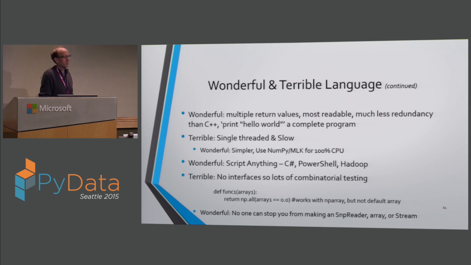Python's probably the most readable language I've ever seen, and I've worked in languages like APL, which have a reputation for being the least readable languages in existence. I see much less redundancy, especially compared to C++, not having to have header files and all that stuff. I love that, unlike Java or C#, you don't have to make everything an object if it doesn't need to be an object. Print hello world is a completely fine program, and why should it be any more complicated than that if that's all you want to do?